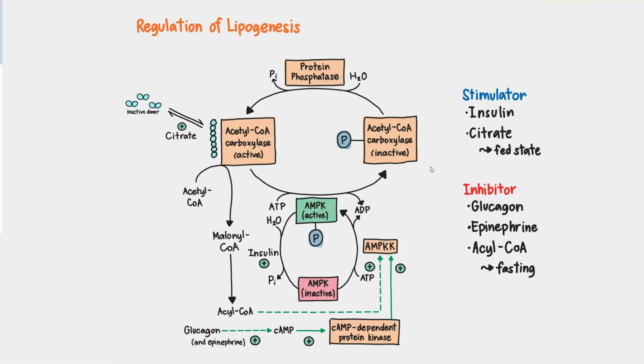So in summary, the stimulators of lipogenesis are insulin and citrate, and this happens during the fed state, while the inhibitors are the hormones glucagon and epinephrine, together with the acyl-CoA. This happens during fasting, when our body already needs the stored energy.